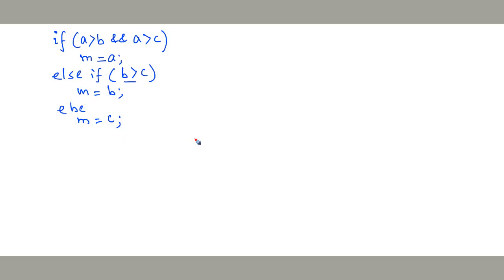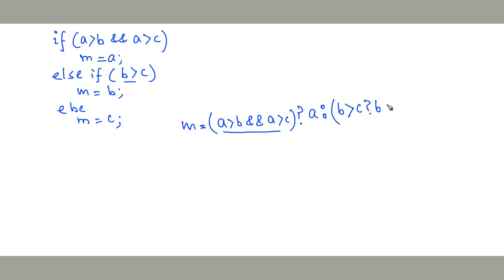So the equivalent code for this if-else block using the conditional operator is this. First of all, we need to test a greater than b and a greater than c. Now if this is true, the maximum is a, so we need to write a here. Otherwise, if this is false, we come here. So we need to test again between b and c. So again we are applying the conditional operator nested in the else part. So b greater than c, if that is true, then the maximum is b. Otherwise the maximum is c.